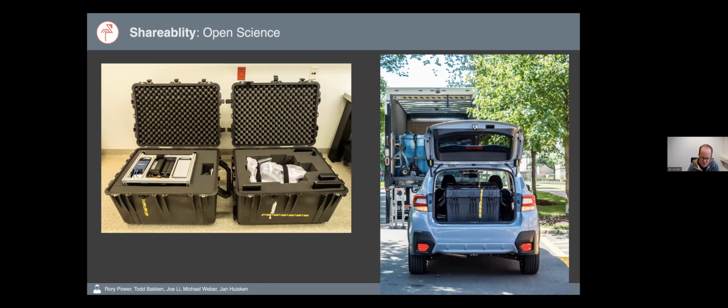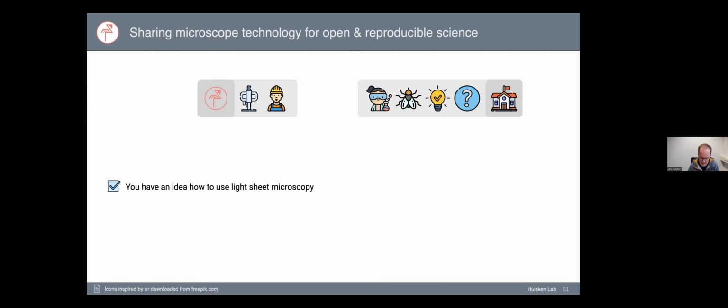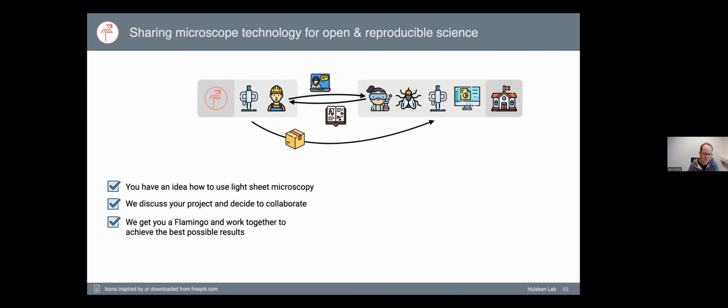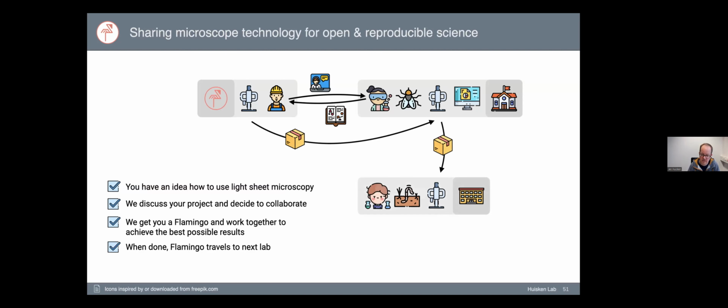So wherever you go, whether it's a workshop or a visit to your collaborator, you could potentially take such a microscope with you. So again, the idea is that you have an instrument, the biologist has an idea, and you communicate, and then you're able to ship this instrument to them. They get to test it, decide if they like it or not. And whenever they're done with the experiment, they would share it with the next lab in line.